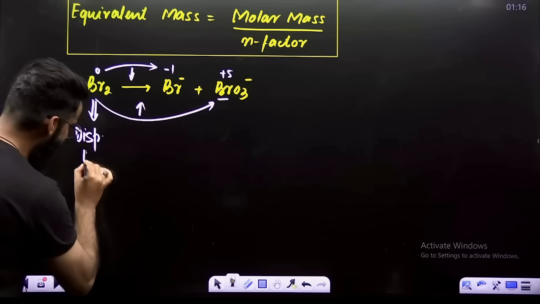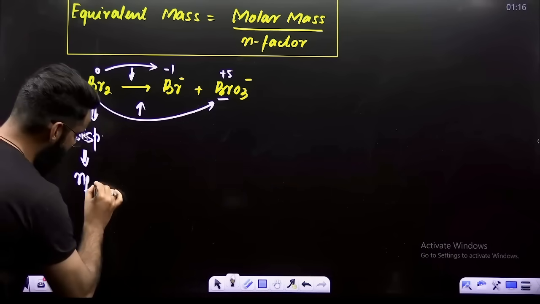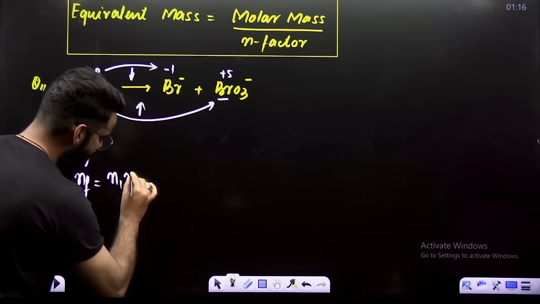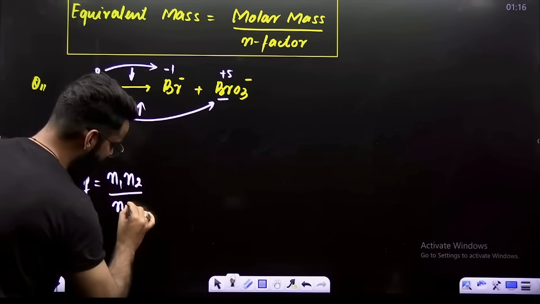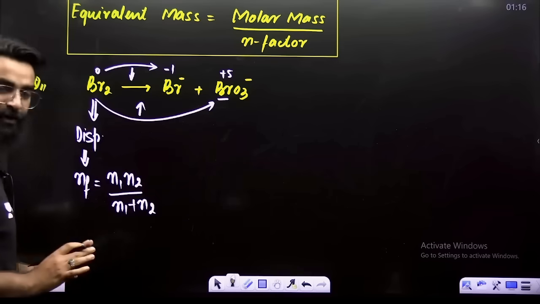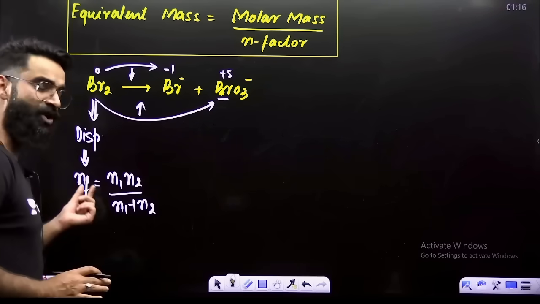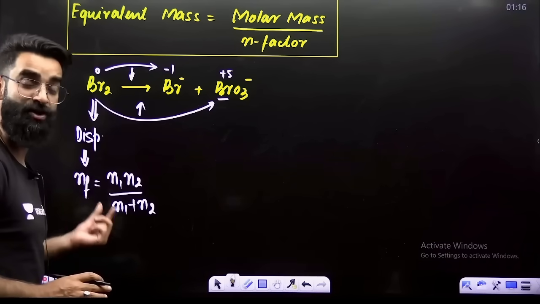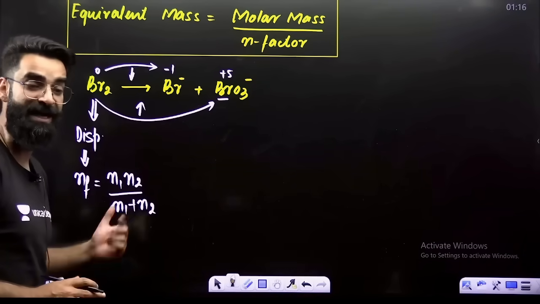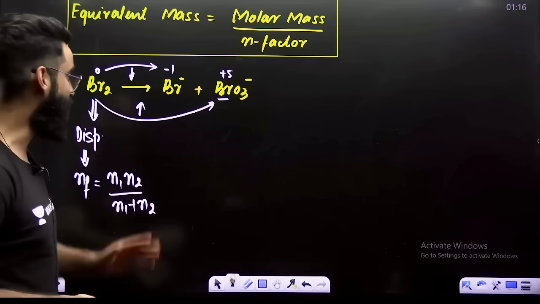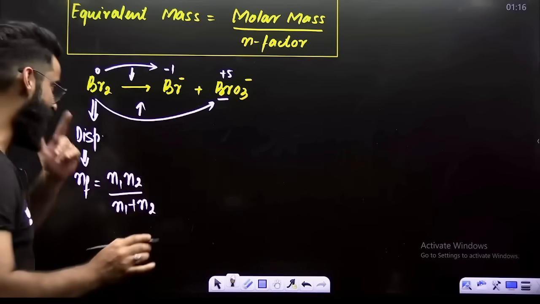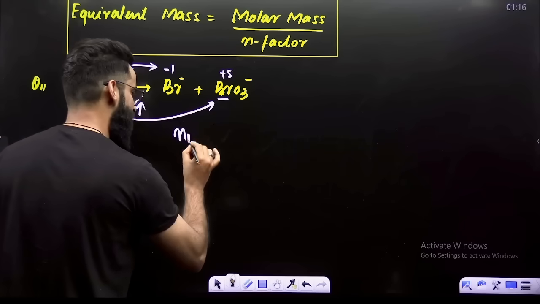How do we calculate n factor of the species which undergoes disproportionation? It is simply going to be n1 n2 divided by n1 plus n2. Remember this particular formula. N factor of the species that undergoes disproportionation is always equal to n1 n2 divided by n1 plus n2. Now the point is, how do we get the value of n1? How do we get the value of n2?